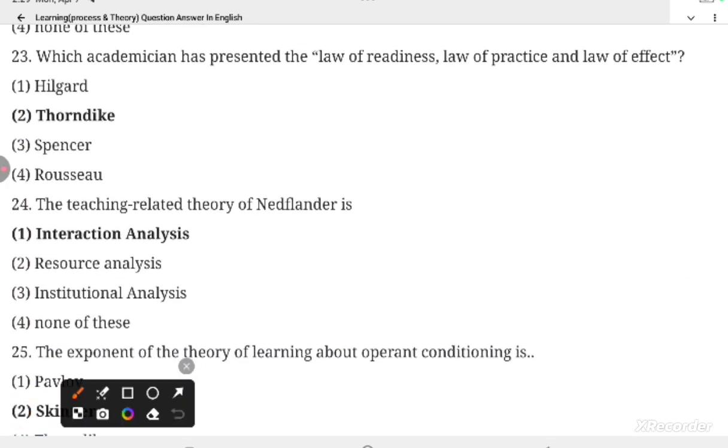Question 23. Which academician has presented the law of readiness, law of practice and law of effect? Thorndike. Question 24. The teaching related theory of Flanders is interaction analysis.